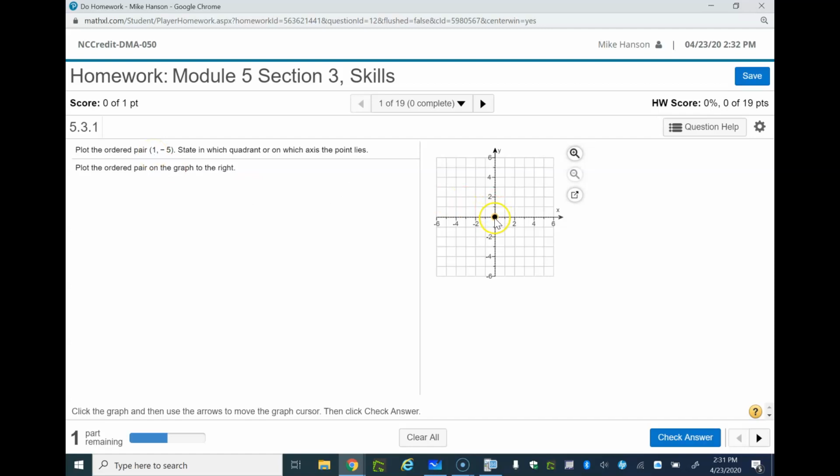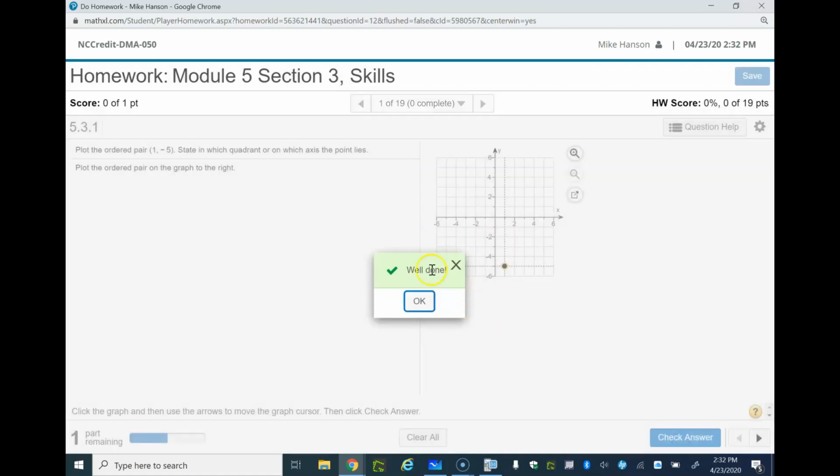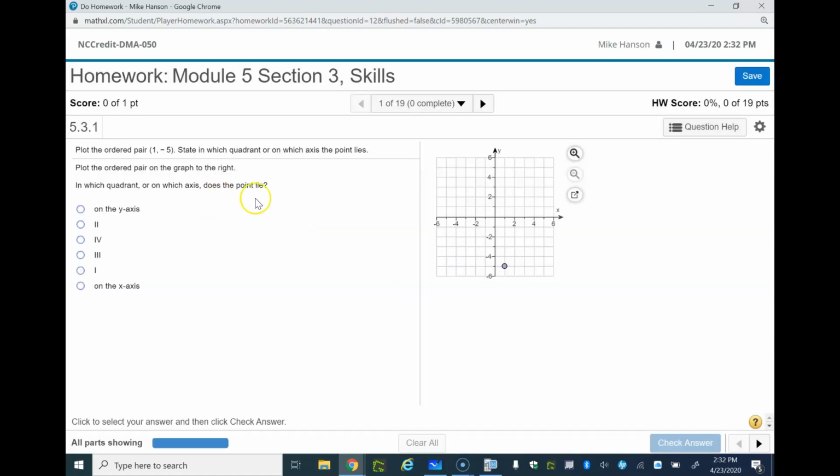So I would take this little dot and drag it over to 1, and then I'm going to go down 5. 1, 2, 3, 4, 5. And this is going to be your point (1, -5). So again, the first one goes left and right, and the second one goes up and down. You check answer, and we're done. So this is pretty much how you find the ordered pair.